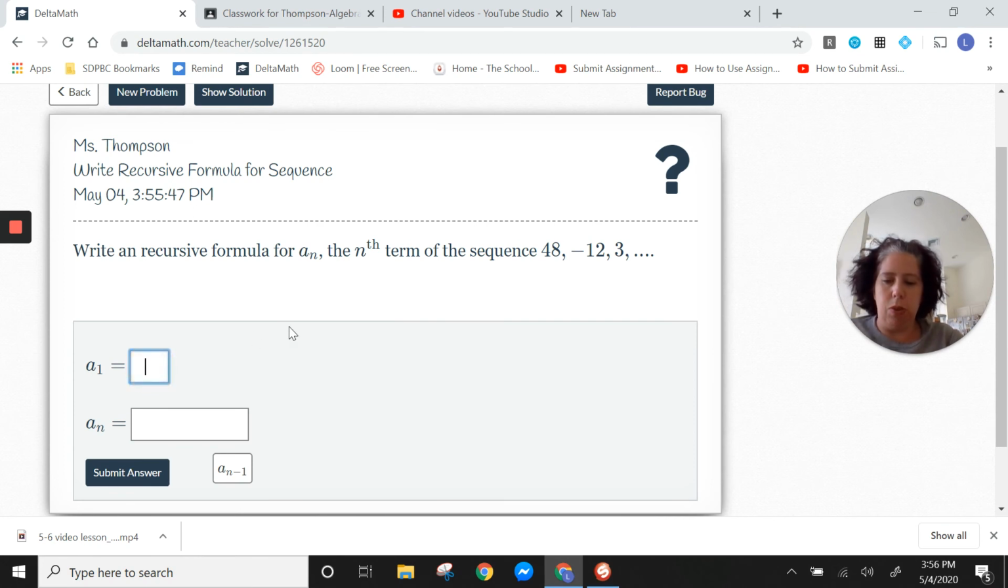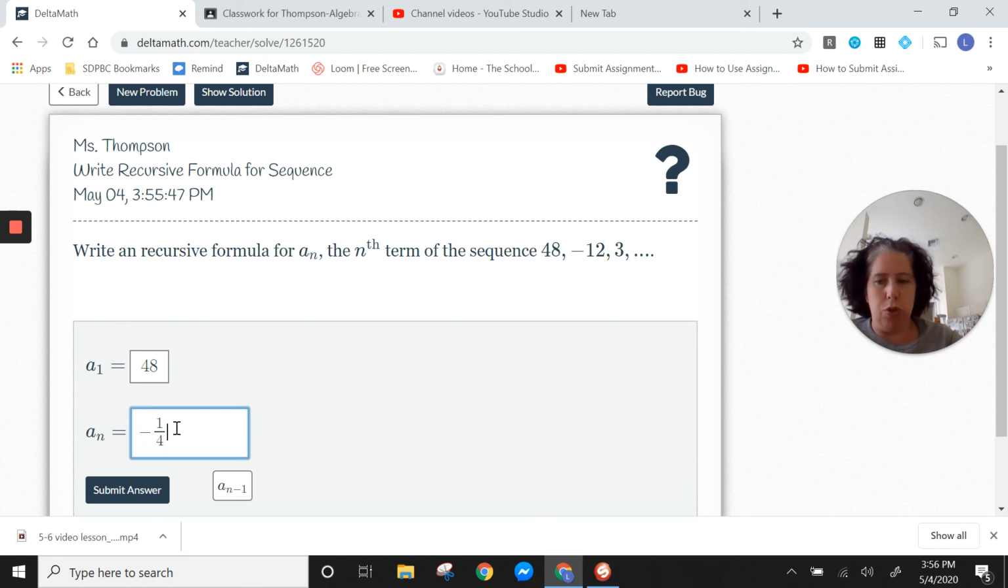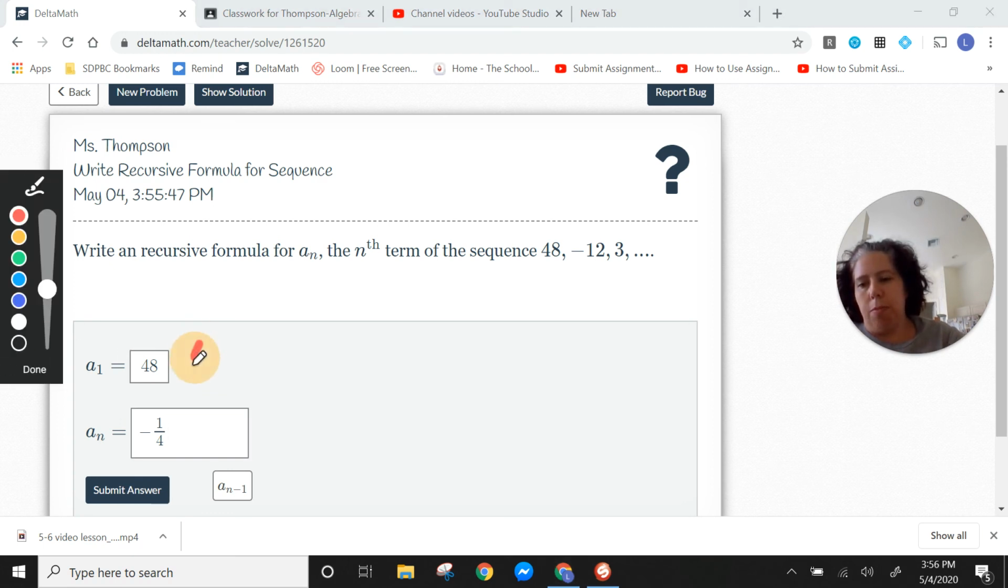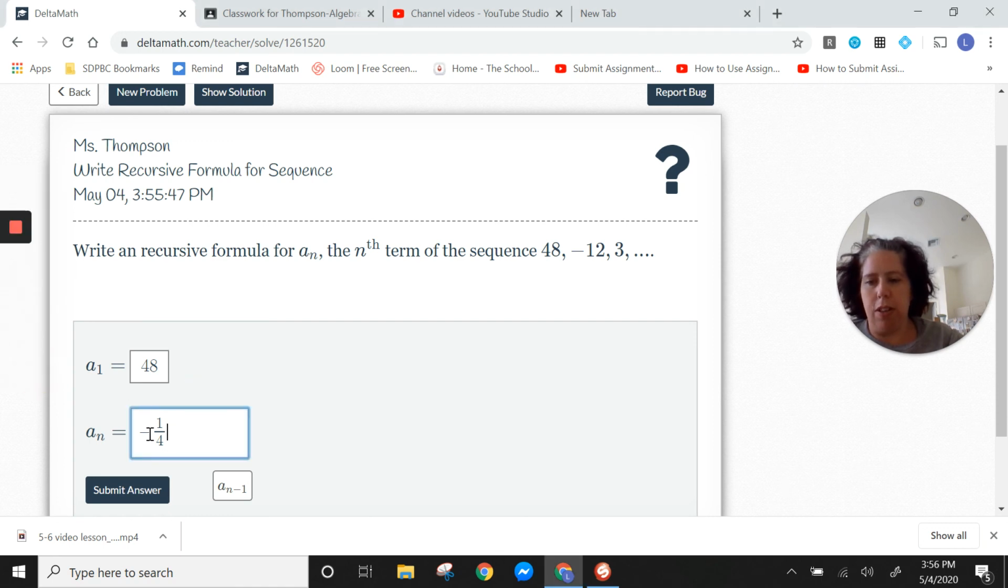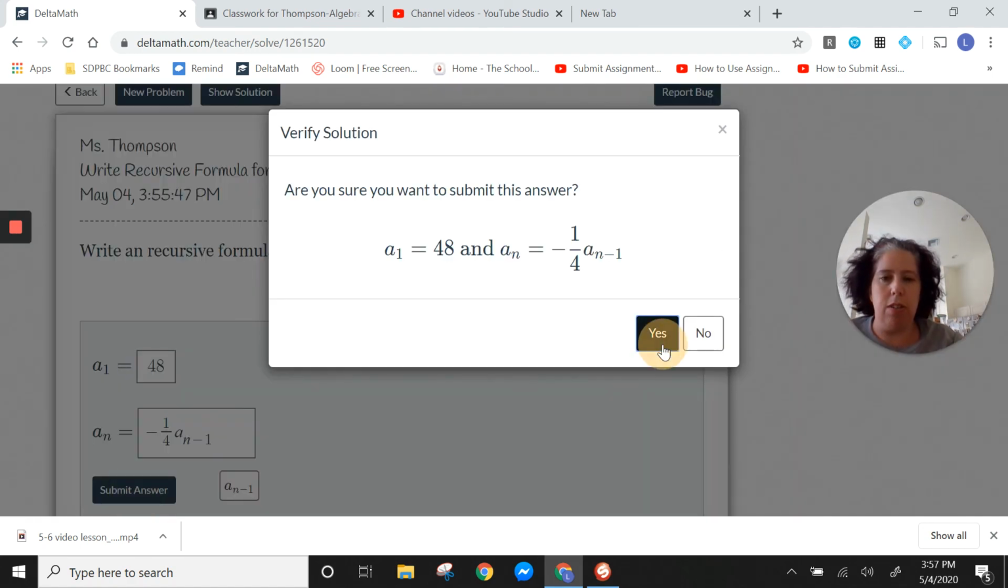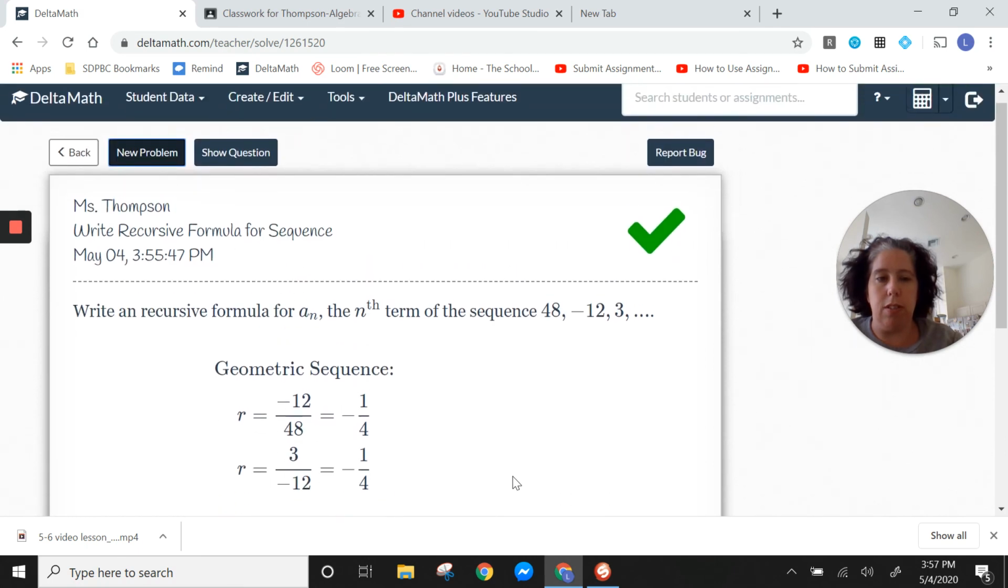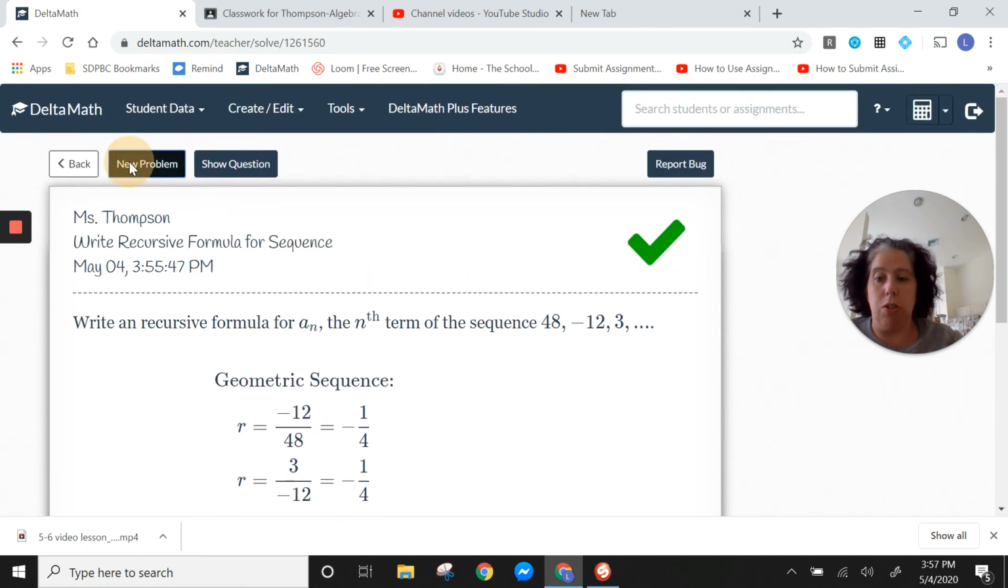So a sub 1 was 48. We're going to do negative 1 divided by 4. Make sure you arrow over so that it's blinking next to it. Then arrow over, do something, and then times a sub n minus 1. Submit my answer. Is it right? Yeah, guys, that's it. That's all I want you to do.